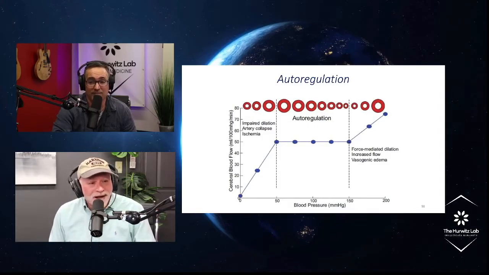And even though it's more complicated than this slide, what this idealized slide shows is that over a wide range of blood pressure, mean arterial pressure, the diameter of the blood vessel is regulated intrinsically and extrinsically to maintain flow constant. And this tries to keep you alive.